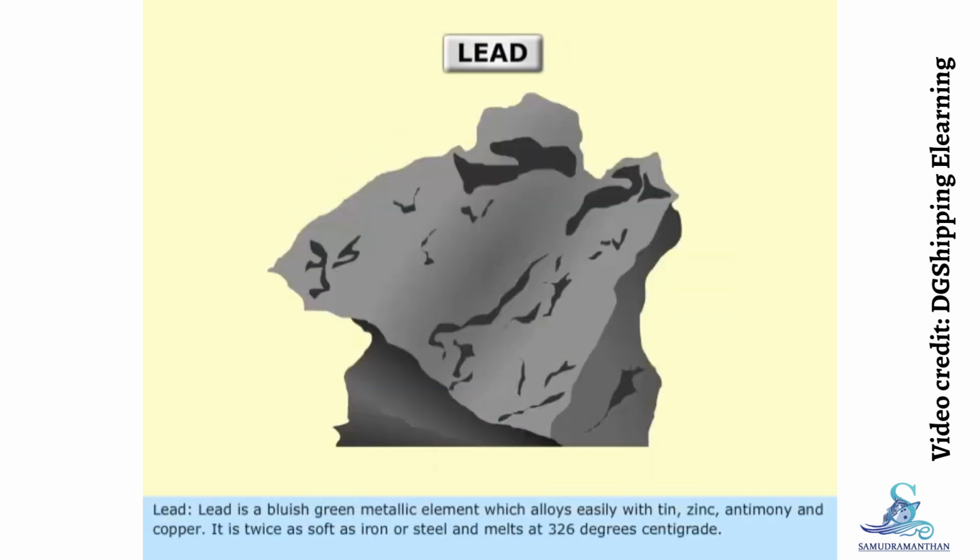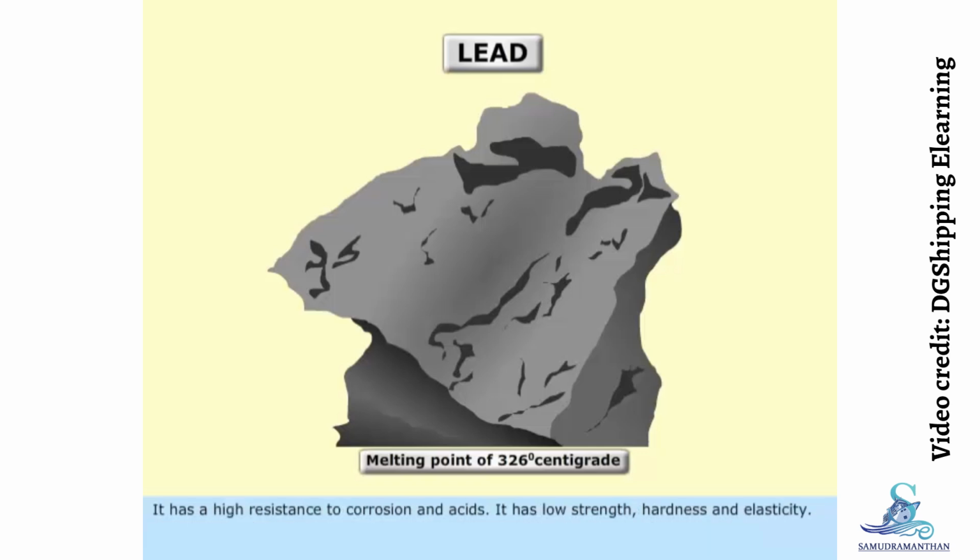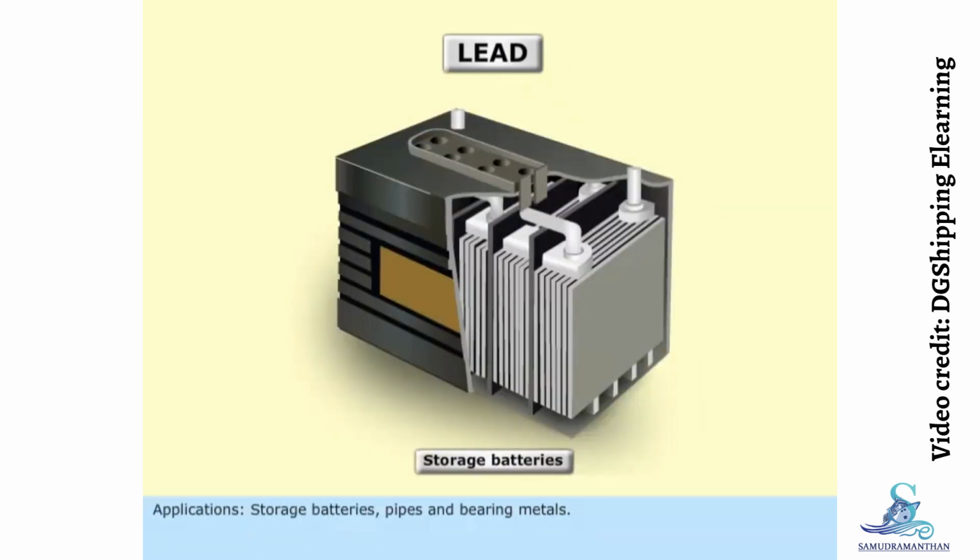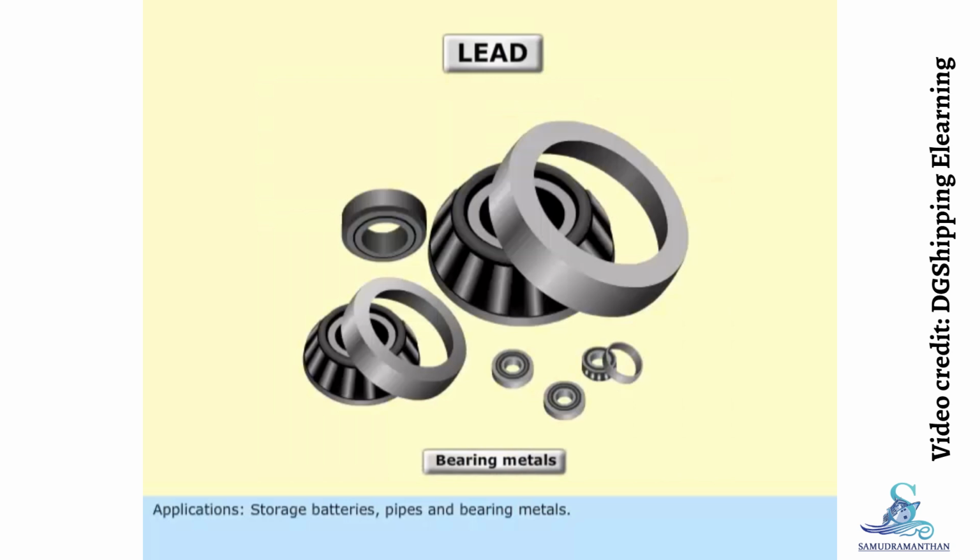Lead. Lead is a bluish-green metallic element which alloys easily with tin, zinc, antimony, and copper. It is twice as soft as iron or steel and melts at 326 degrees centigrade. It has a high resistance to corrosion and acids. It has low strength, hardness, and elasticity. Applications: storage batteries, pipes, and bearing metals.